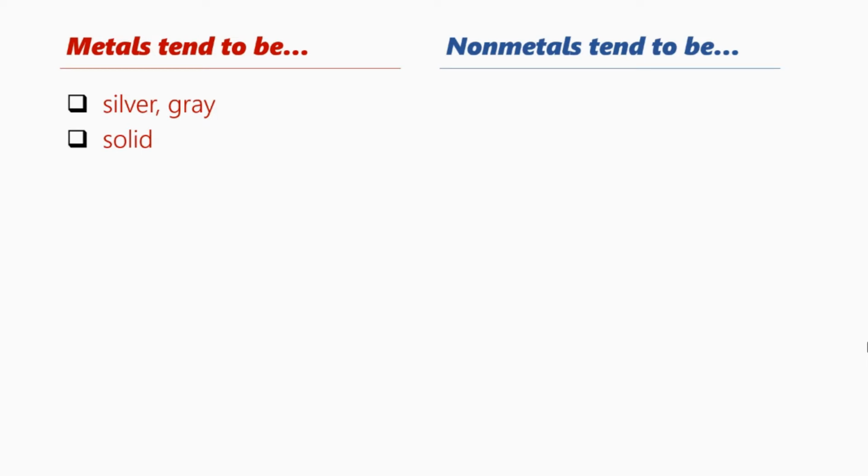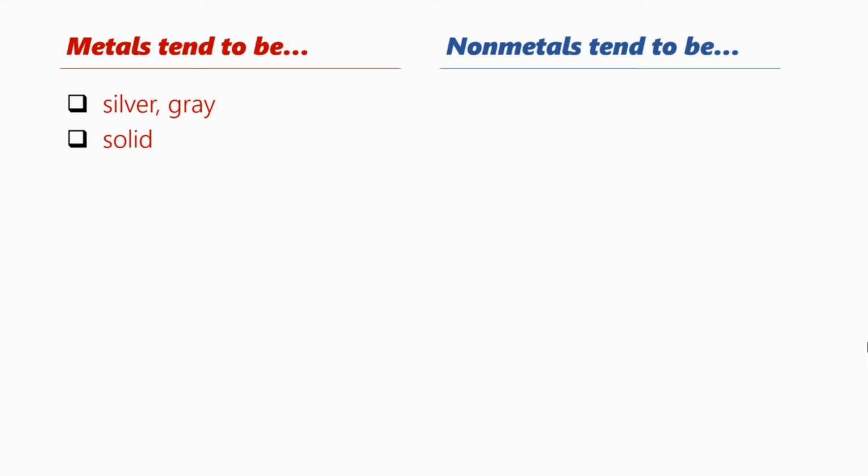Okay, metals also tend to be solid. There is one metal on the periodic table that is a liquid at room temperature, and that is mercury. So not all metals are solid, but most of them are. So if you run into an element that is a liquid or a gas, more than likely it's not going to be a metal. Okay, and again, these are tendencies.